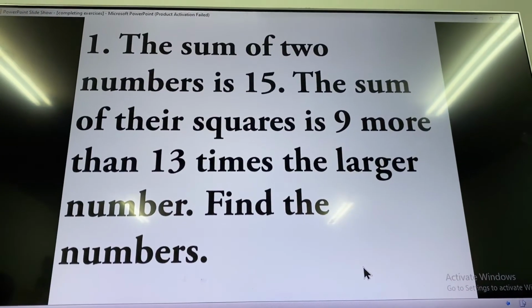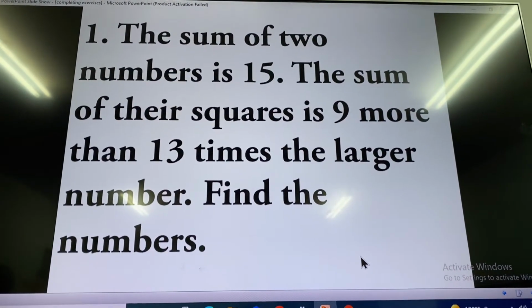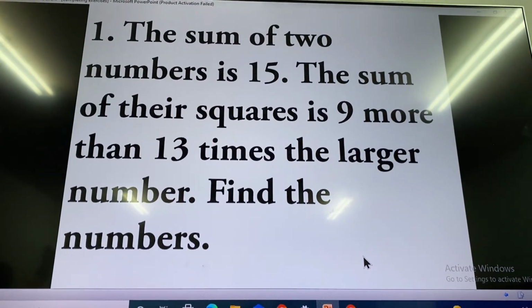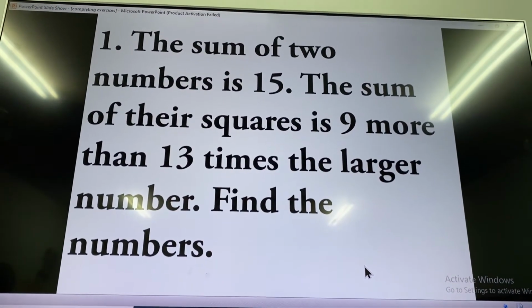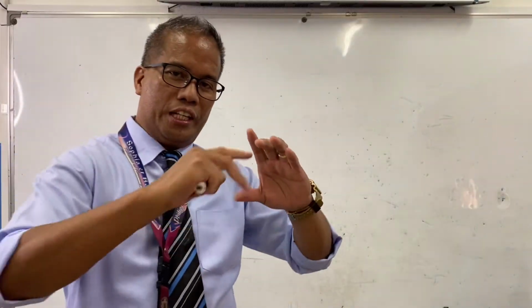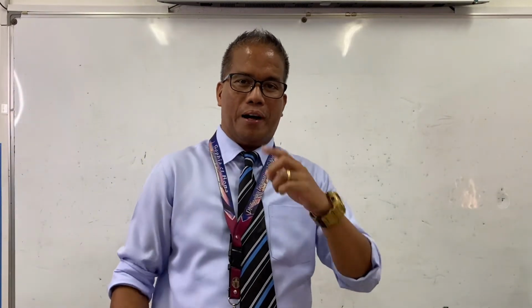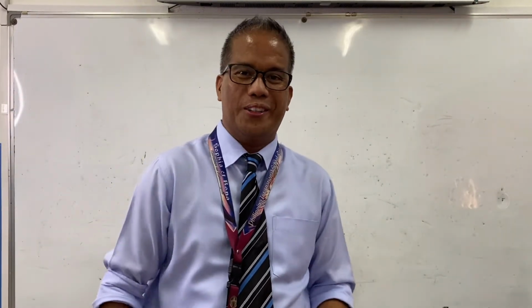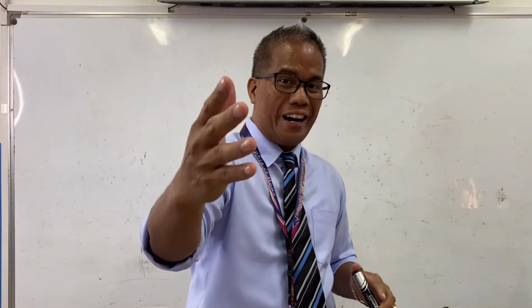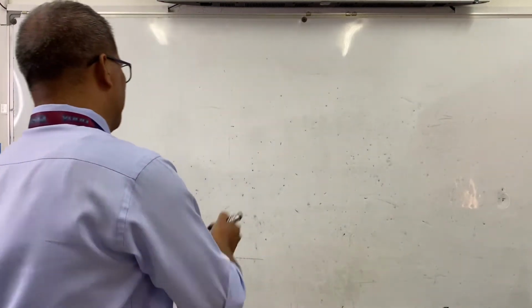Guys, this is the first question. The sum of two numbers is 15. The sum of their squares is 9 more than 13 times the larger number. Find the numbers. Alright, so we don't know the numbers. Again, we will assign variable x. That is the common symbol in mathematics. It's either x or y. Alright, so let x be the first number.